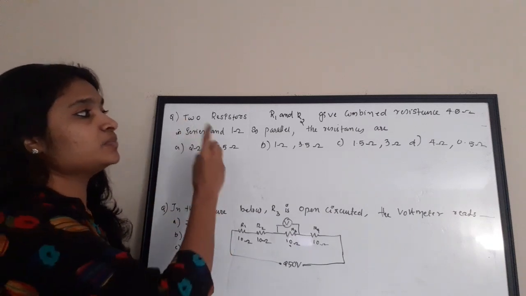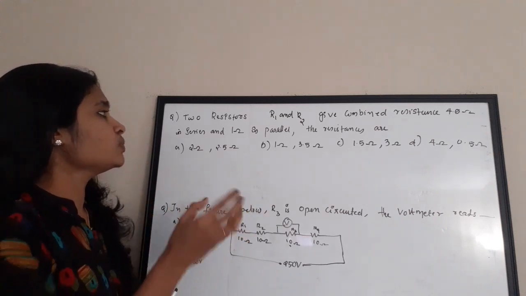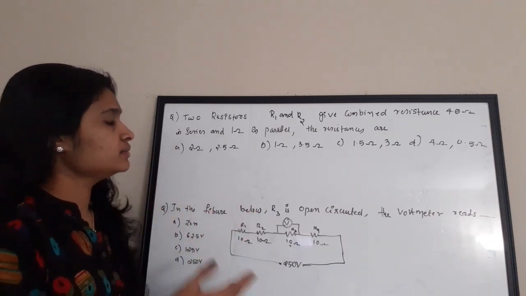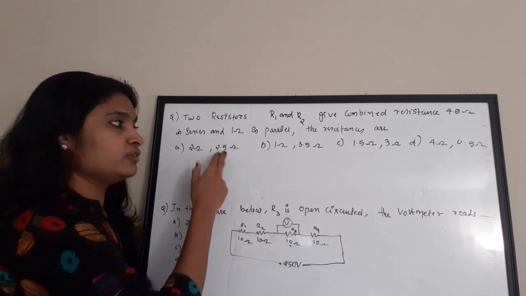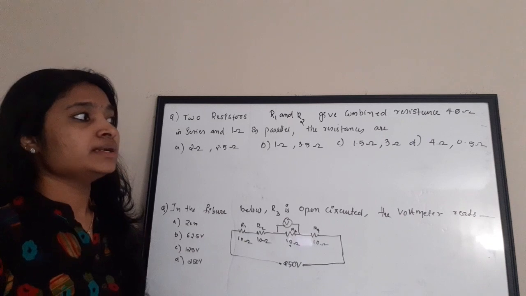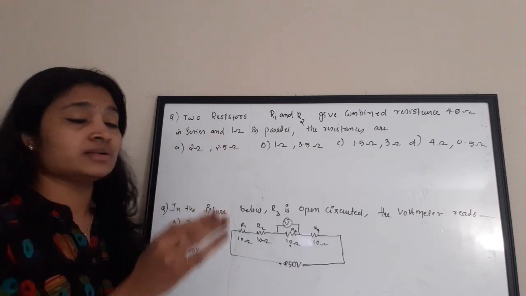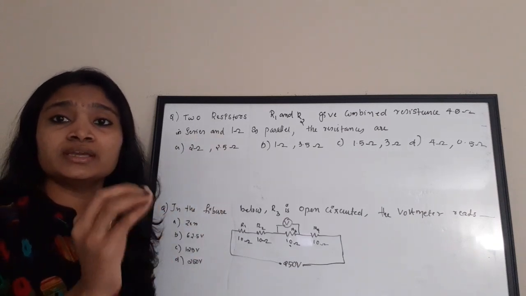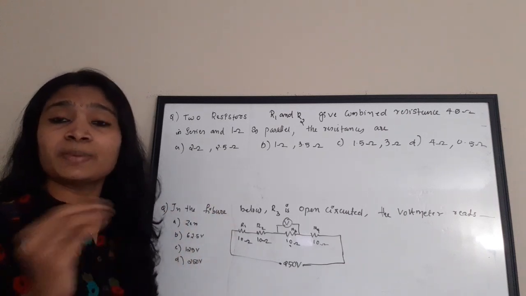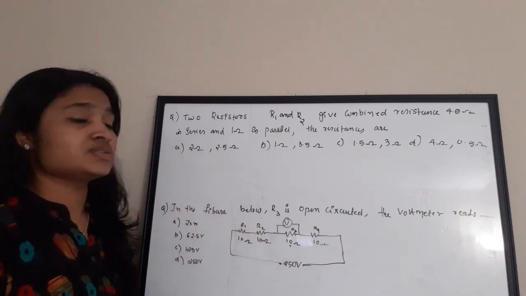Two resistors R1 and R2 give combined resistance of 4.5 ohm in series and 1 ohm in parallel. The resistances are option A 2 ohm 2.5 ohm, B 1 ohm 3.5 ohm, C 1.5 ohm 3 ohm, D 4 ohm 0.5 ohm. Now, this type of question is called the series and parallel type of question. That is, you will be given the effective resistance of the series connection and the effective resistance of the parallel connection, and you have to find the individual values of the two resistors. Okay, so that is the question.